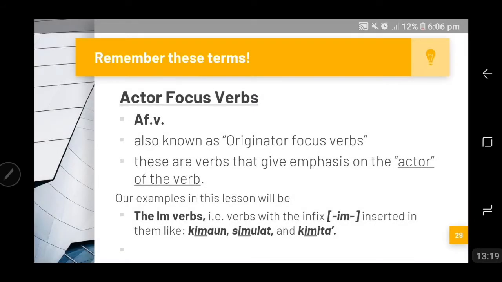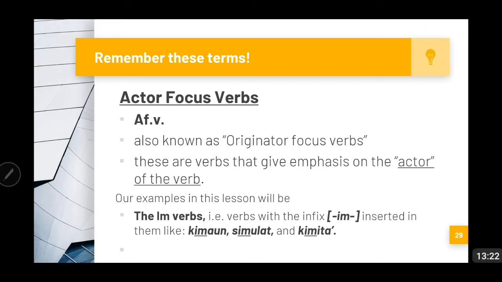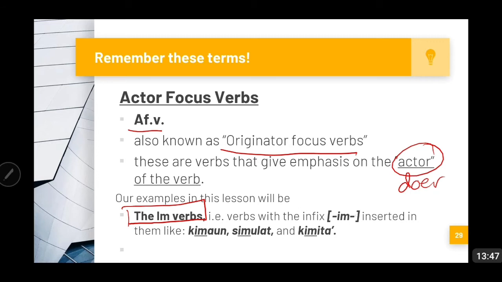Then we have the actor focused verbs, here abbreviated as AFV. They are also known as originator focused verbs. Compared to the object focused verbs, actor focused verbs give emphasis or focus to the actor or doer of the verb. For example, in this lesson we have the im verbs. These are verbs with the infix im inserted in them, like the verbs kimaun, simulat, and kimita. As you can see, they have the infix im in between.